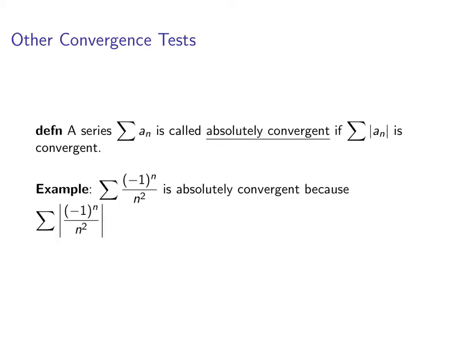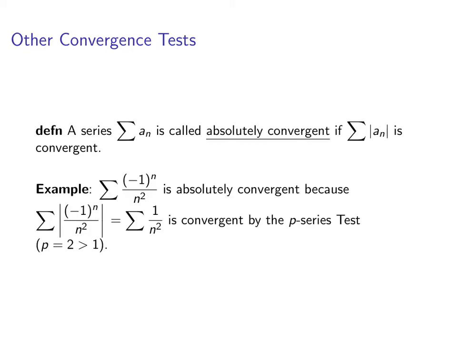So let's give an example. The sum of minus 1 to the n over n squared is absolutely convergent because if we put absolute values on the terms, we lose the minus 1 to the n, and then we get a convergent p-series.